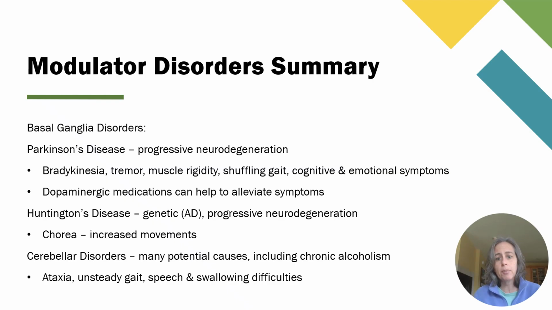Huntington's disease is the other progressive neurodegenerative disorder. That one is genetic, inherited in an autosomal dominant fashion. And instead of causing decreased movements, that one, by impairing a different part of the basal ganglia, results in increased movement, and that chorea that we saw in the video. And then finally, the cerebellar disorders, which have many potential causes, including chronic alcoholism, result in ataxia, those clumsy, uncoordinated movements, unsteady gait, and speech and swallowing difficulties. So that's it for disorders of the modulating systems for the motor system. And next time we'll look at pathways.